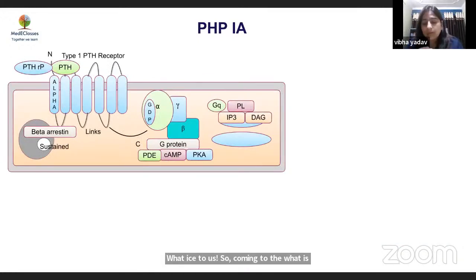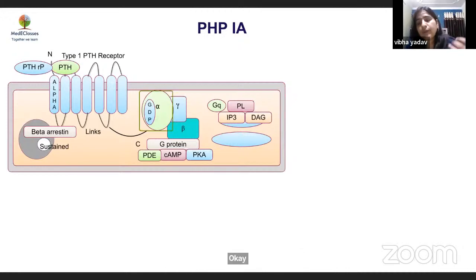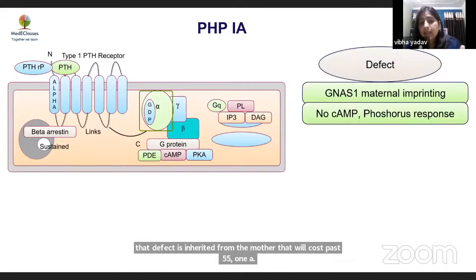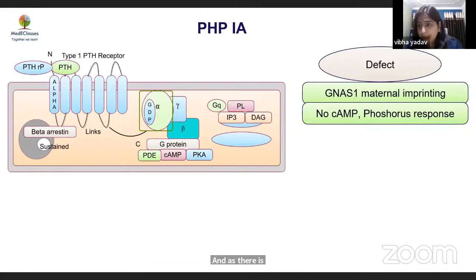See, there are so many tissues in our body. Every tissue has genetic expression, and each gene is inherited from either the mother or the father. So in PHP type 1A, when this defect is present in the mother and that defect is inherited from the mother, that will cause PHP type 1A. And as there is a defect in the alpha subunit, there will be no cyclic AMP formation and there will be no phosphaturic response.